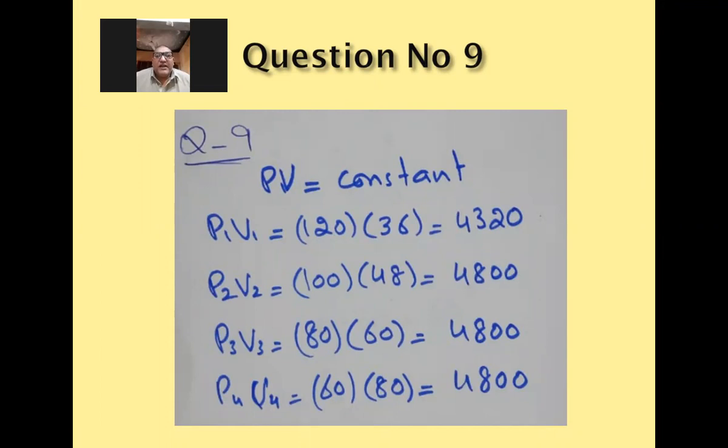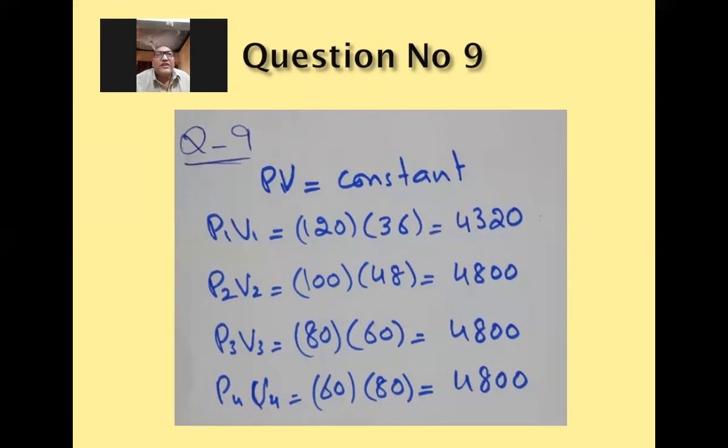So P multiplied by V should be constant. So I multiply P1 V1, P2 V2, P3 with V3, and P4 with V4. So I get the answers. You can see the last three options, the product remained 4800. And that means they are obeying the law.